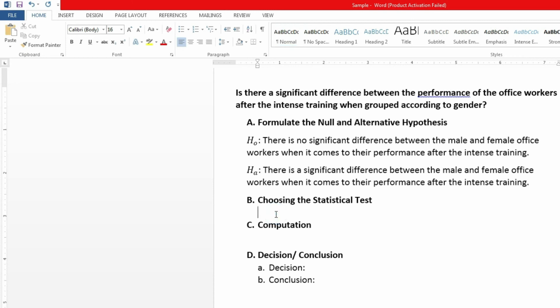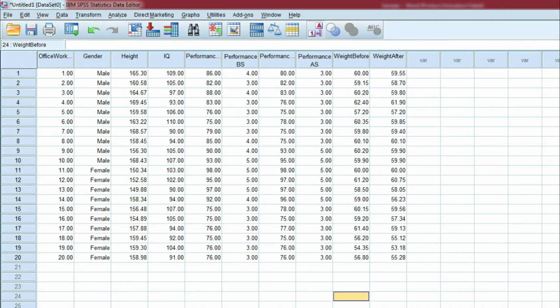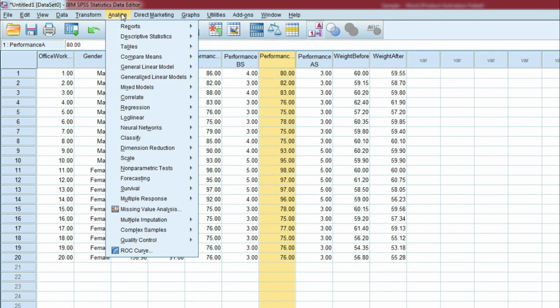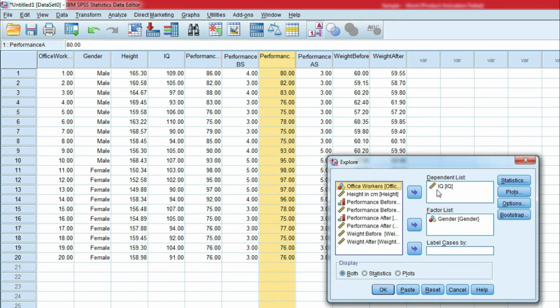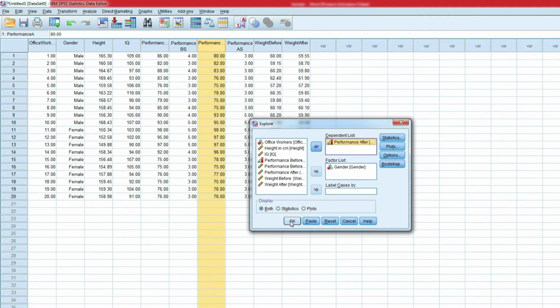So, choosing the statistical test, we cannot choose yet unless we test it according to its normality and the assumptions. Okay, so we are concerned with their performance after the intense training. So we go to Analyze, Descriptive Statistics, then we go to Explore. Then instead of using IQ, we are going to use their performance after the training. Okay, and then we click OK.